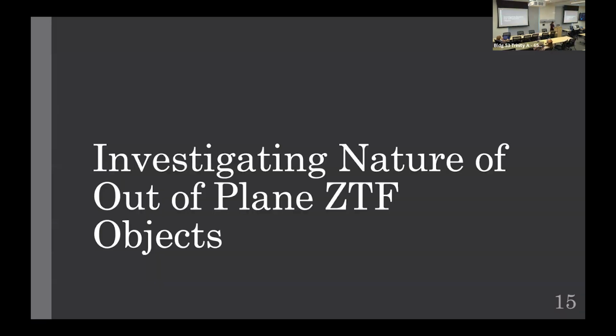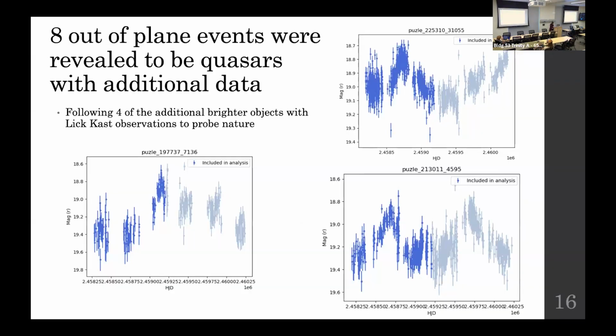We're also investigating the nature of these out-of-plane objects, which I'm sure Rubin will find lots of too. So of the original 19, with additional data, 8 of them were revealed to be quasars. So the dark blue is at the point where we identified them as microlensing events. A few years later, the light blue, a lot of them started to do these funny things. And so that's something to keep in mind, and how potentially things with spectra or stuff like that could help us to alleviate potential contamination.